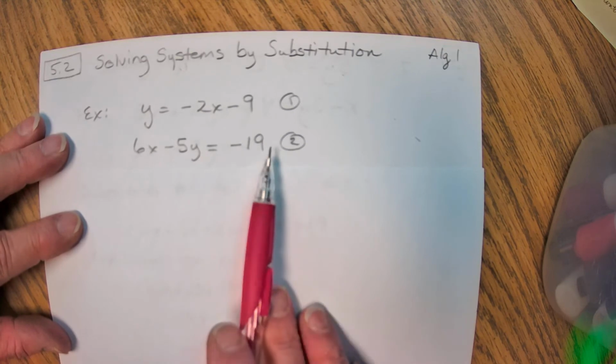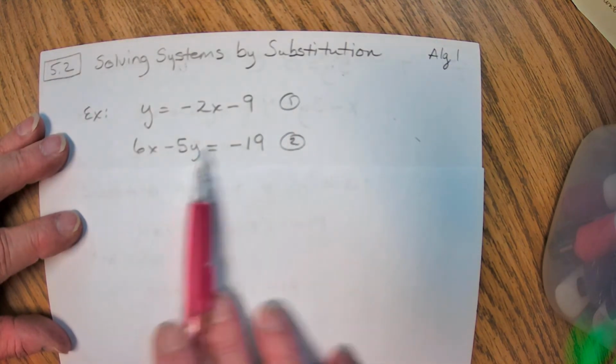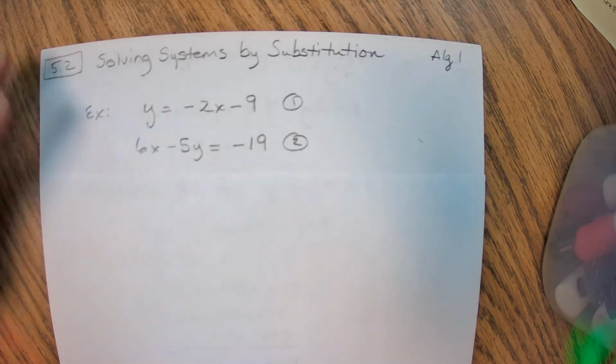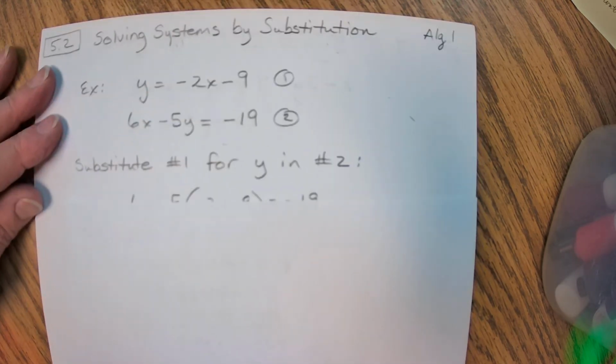Let's say that these are my two equations, 1 and 2. Notice they're both equations in x and y. I have two equations with two unknowns. That means I can solve it.